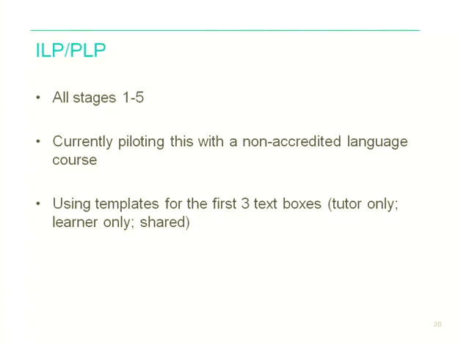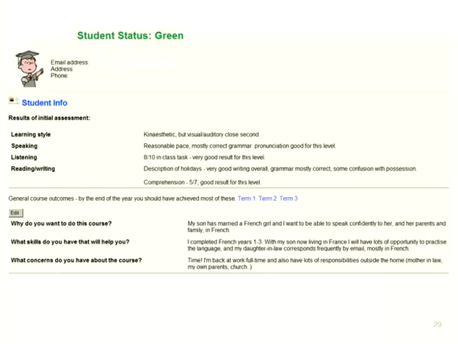Then you have 3 blank text boxes, and we are using a template at the moment to fill those in. I've blanked out the name because this is a real one. So student info is automatically generated. Then the first box we've decided to use for the results of initial assessment.